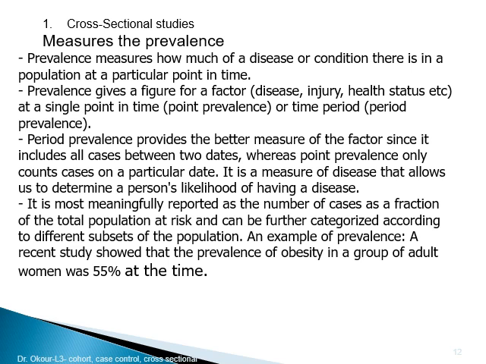It is a measure of disease that allows us to determine a person's likelihood of having a disease. It's reported meaningfully as the number of cases as a fraction of the total population at risk, and can be further categorized according to different subsets. For example, a recent study showed that the prevalence of obesity in a group of adult women was 55% at the time.